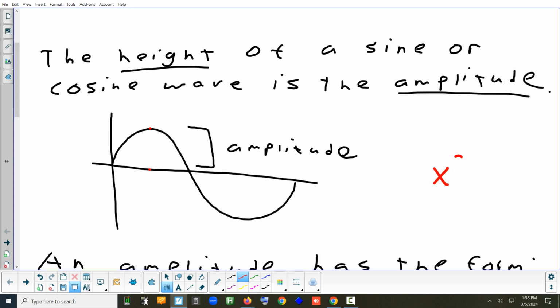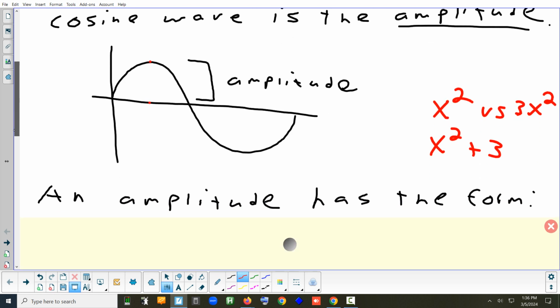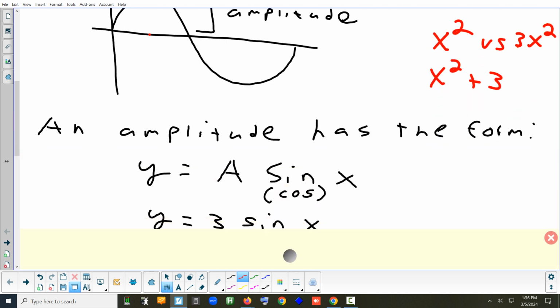Like if you had x squared versus 3x squared. That's a vertical stretch by a factor of 3. If you did x squared plus 3, that's a shift up 3. Okay, so it's going to be multiplication, and it's going to be in front. So that's what an amplitude change looks like. It's a vertical stretch.